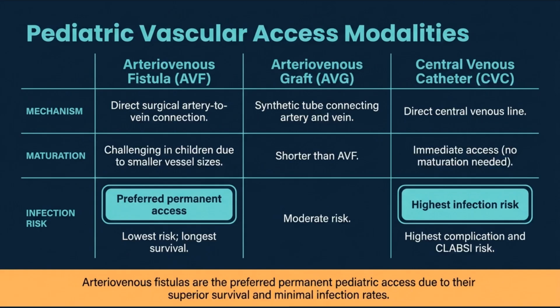Arteriovenous grafts, or AVGs, use a synthetic tube to connect an artery and a vein. Central venous catheters, or CVCs, are often used for acute access or when fistulas and grafts cannot be created. While CVCs provide immediate access without needing time to mature, they carry a significantly higher risk of complications. Understanding these differences is essential for long-term access planning.